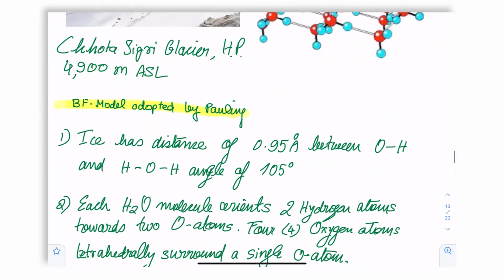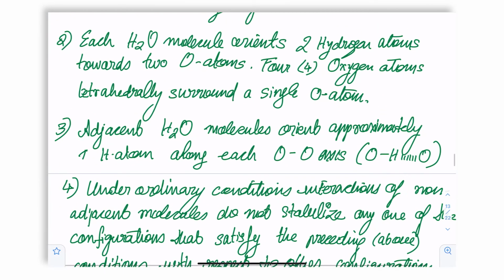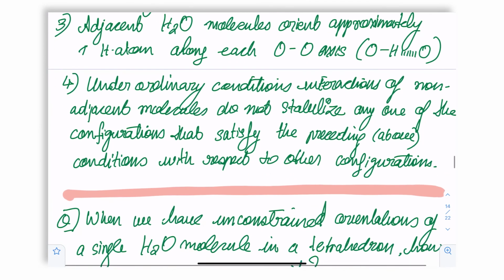We'll get to it a little bit more in detail. Four oxygen atoms tetrahedrally surround a single oxygen atom. We'll see how that works. Adjacent H2O molecules orient approximately one hydrogen atom along each OO axis. That means you have OH, the hydrogen bond O. Under ordinary conditions, the interactions of non-adjacent molecules do not stabilize any one of the configurations that satisfy the conditions that we just discussed. Meaning to say that normally the molecules that are not next to each other don't have a role to play in the direction. That's what not stabilizing non-adjacent molecules means.